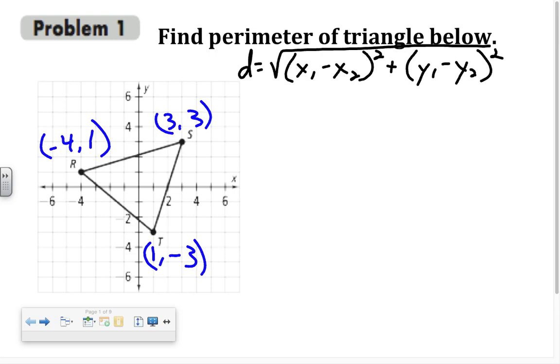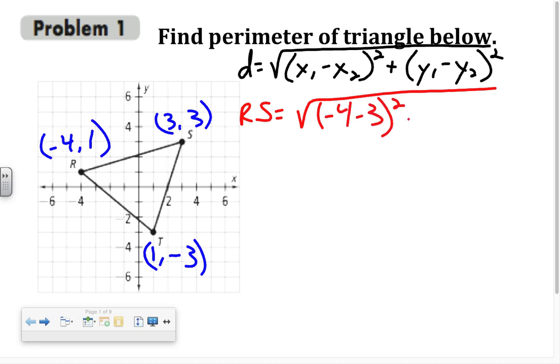So, we start by finding the length of RS. That's the square root of, I follow my formula. Formula says, open parenthesis, subtract my x's. So when I subtract the x's in RS, I have -4 minus 3 squared plus, formula says subtract my y's, so that's what I do.